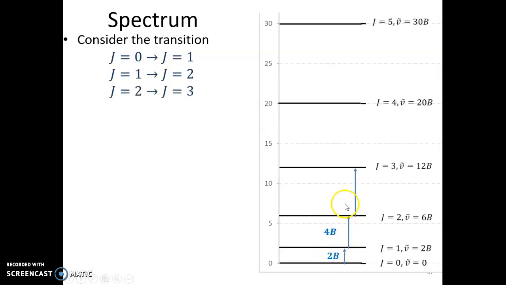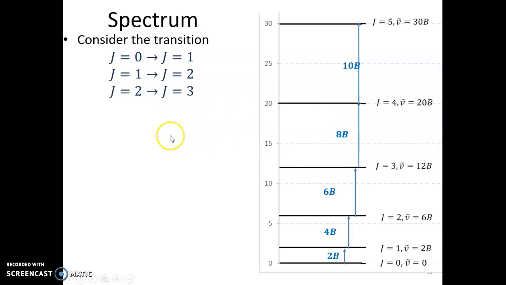So if we look at the order, transition from J equals 2 to the state J equals 3, we have 12B minus 6B, so 6B. And if we continue from 3 to 4, that's about 8B. From 4, it goes on and on. So if you have a sample molecule and you pass energy equivalent to 2B, 4B, and so on, we have all these that are going to be absorbed from the spectrum.